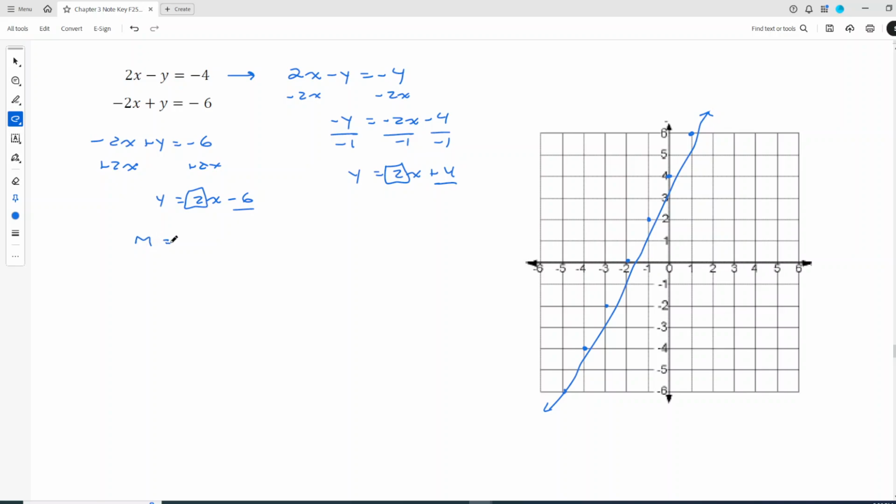So both of these equations have a slope of 2, but they're not the same line because this one has a y-intercept of -6 and this one has a y-intercept of 4. So if I was to graph the second line, I would have a y-intercept at -6, and then I'd go up 2, right 1, up 2, right 1, up 2, right 1. Now because these two lines are parallel, they're never going to meet. So that was horrible. Try to connect my dots a little better.